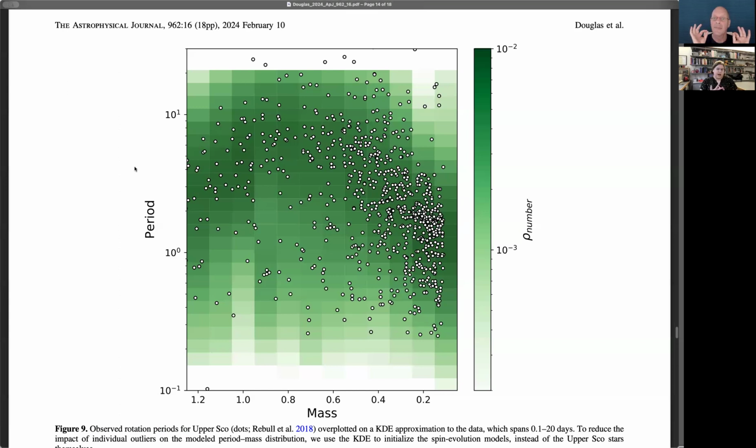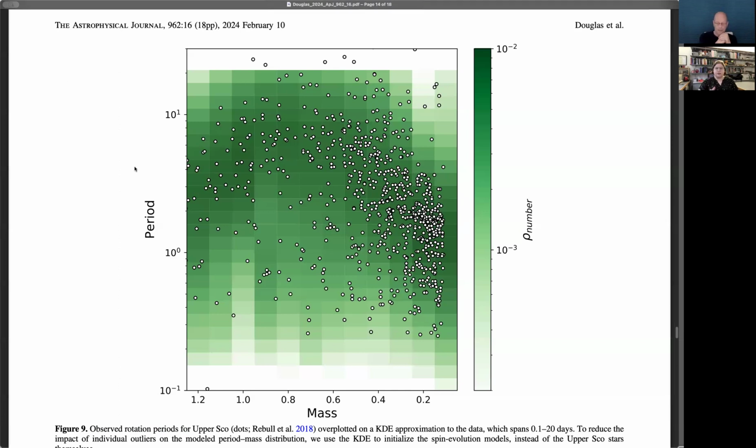And then we have the zero torque model. So this includes the spin up you get from contraction on the pre-main sequence, but then there's no magnetic wind braking at all. So this was kind of our baseline control model to see where the magnetic wind starts to have an effect on the distribution of periods.